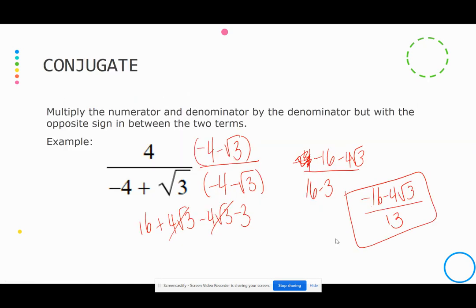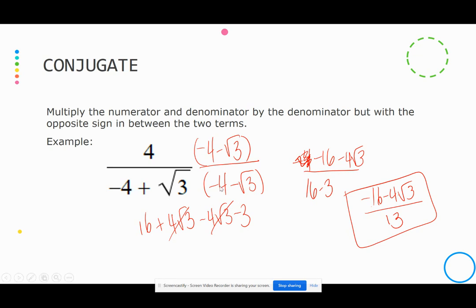If we look at the conjugate, this is a very important term. You have to know that if we have two terms in the denominator and one of them is a radical or both, you're going to have to multiply by the opposite sign in between them. And why do we do this? Because if I just multiply by the square root of 3, the denominator would become negative 4 square root of 3 plus 3, and we still have that radical there that we don't want. So I multiply by the conjugate and I distribute.